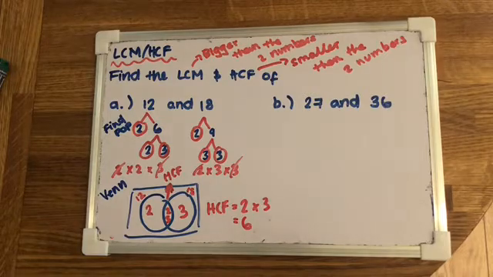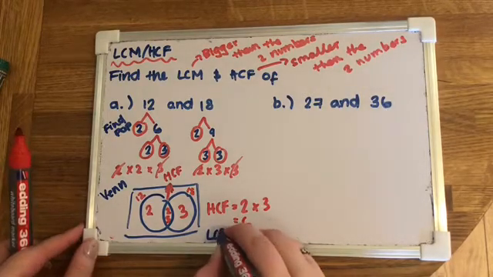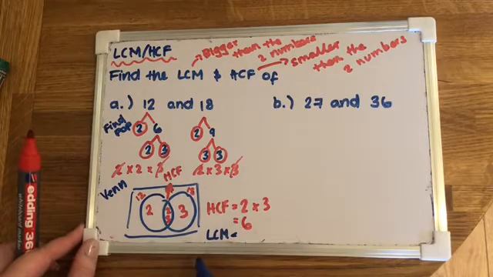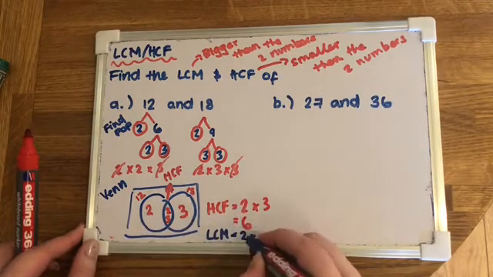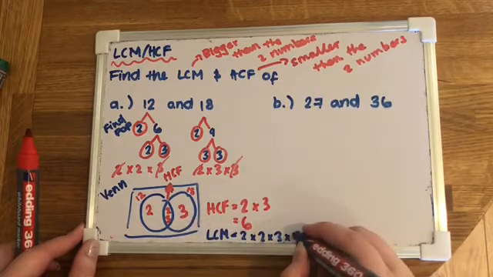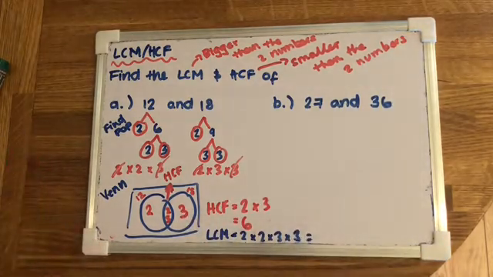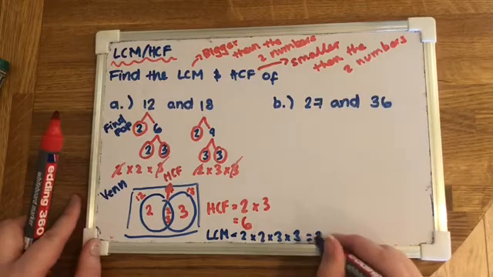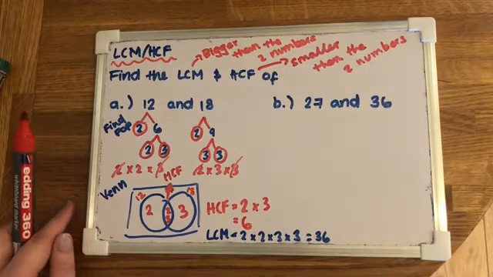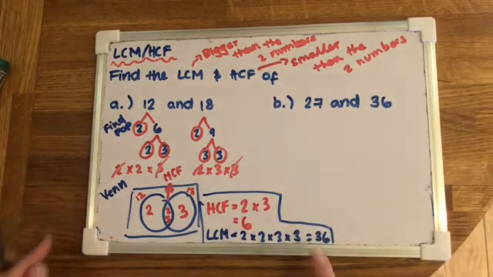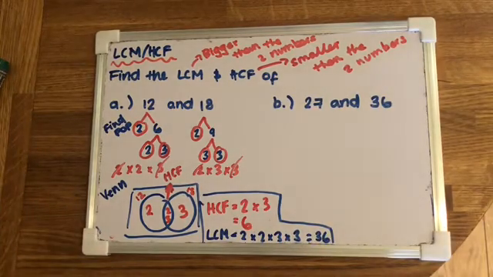Okay, now the lowest common multiple are all the numbers in the Venn diagram multiplied together. So we've got a 2 there, we've got a 2 and a 3 in the middle, and we've got a 3 in the 18 part. Okay, and then we just multiply those and see what we get. So that's 4, that's 9, so it's going to be 36. Okay, so that's the answer. The highest common factor is 6 and the lowest common multiple is 36.